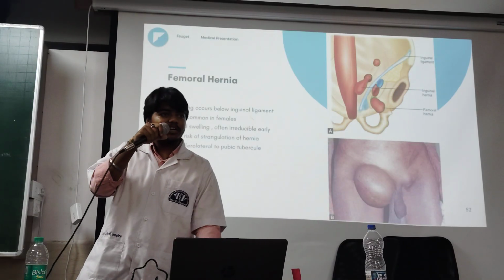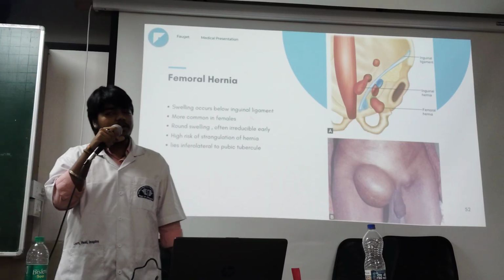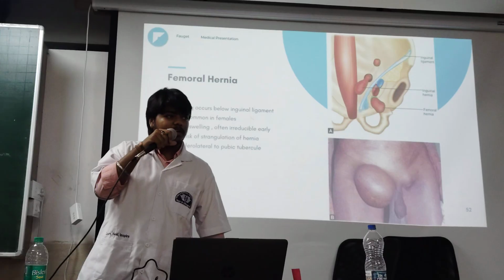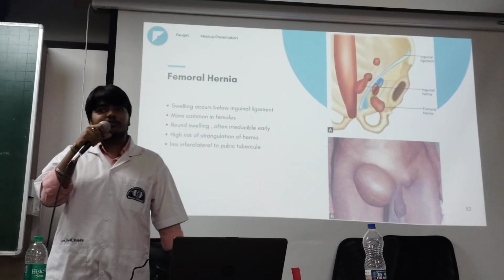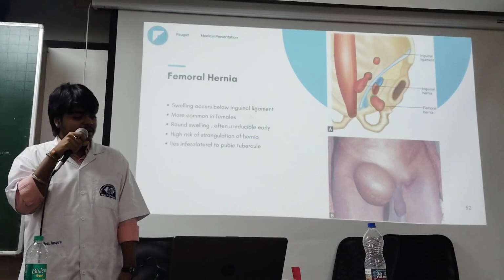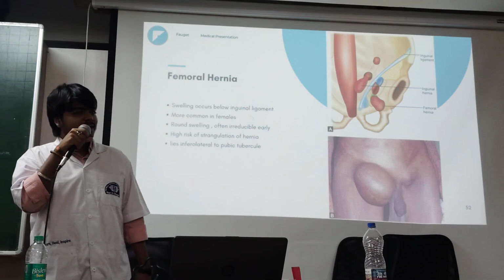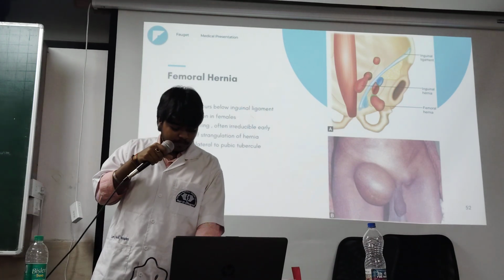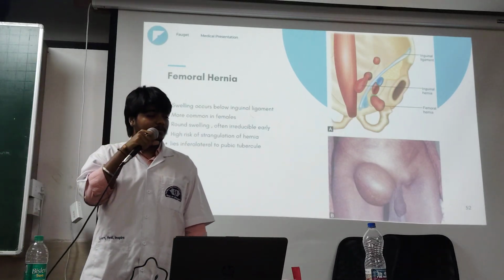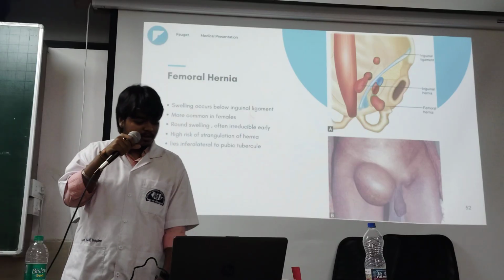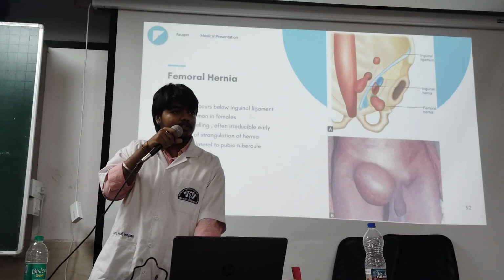Next we come to the differential diagnosis. The most common differential diagnoses are femoral hernia, hydrocele, and lipoma of the spermatic cord. First we will talk about femoral hernia. A femoral hernia protrudes through the femoral ring into the femoral canal. The swelling lies posterior or inferior to the inguinal ligament. It is more common in females. The swelling occurs medial to the femoral vein, and a femoral hernia usually compresses the femoral vein. Also, it becomes irreducible early and has a high risk of strangulation.